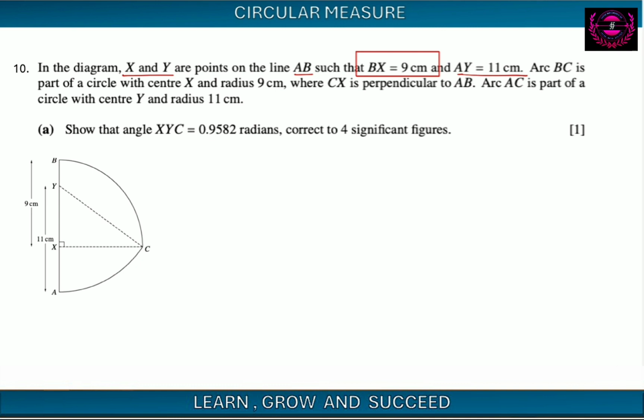Show that angle XYC is 0.9582 radians. Angle XYC, so we have to find this angle. So in triangle XYC, we have YC.